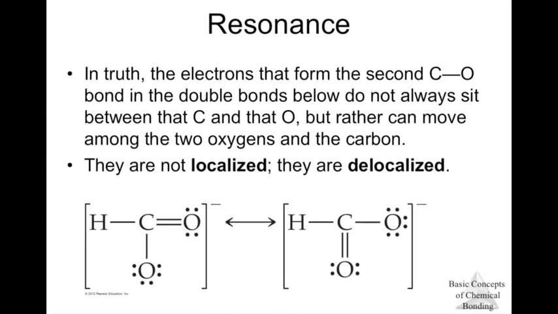So in truth, the electrons that form that other bond don't always sit there. They can move around. We talked about that, because all we know is the probability of where they would be. It's just the distribution, the density map. In this case, we say they're not localized, they are delocalized. So they are able to move, and you get different electron resonance structures. They could move here, they could be here, they could be here. It's back and forth.